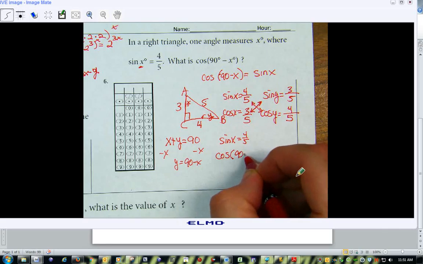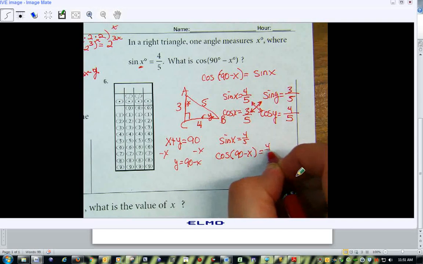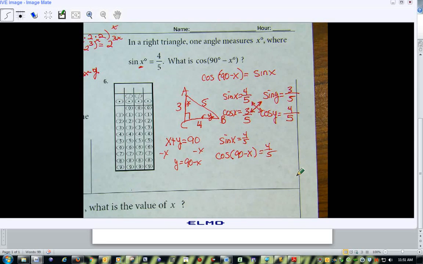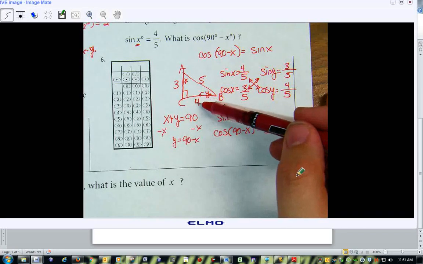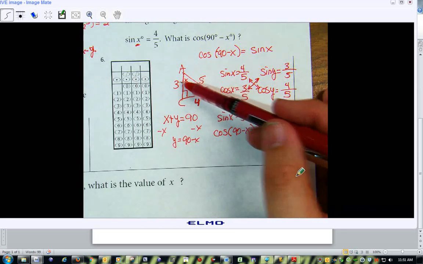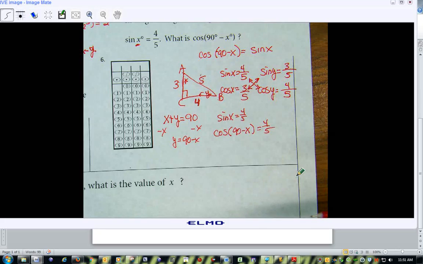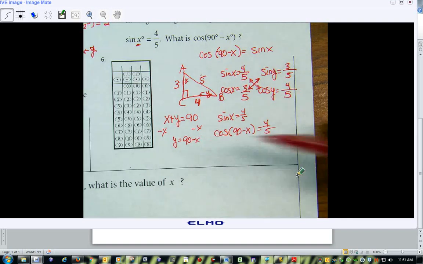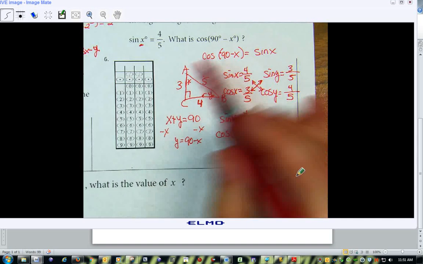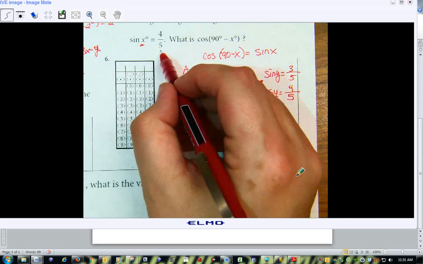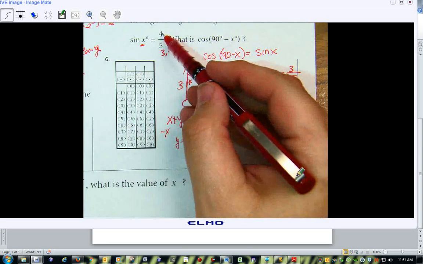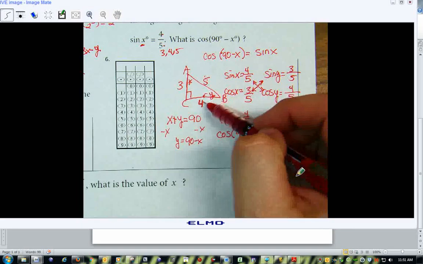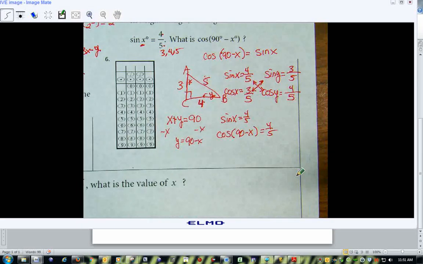Because I know when one of the legs is a 4 and that's a 5, it ends up being a 3, 4, 5 triangle. There are special triangles out there. One of them is a 3, 4, 5 triangle. And since I knew one of the legs was 4 and the hypotenuse was 5, that had to have been a 3. You could have checked it out with the Pythagorean theorem if you wanted to. Now, 4/5, you could do this, 4 divided by 5.